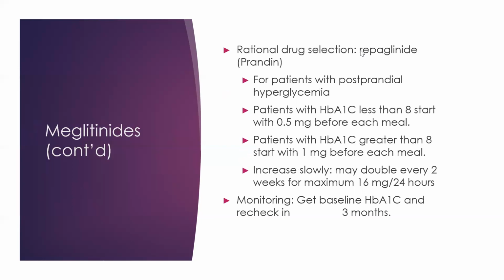Okay, so your meglitinides are really just for patients with postprandial hyperglycemia. If they have an A1C less than 8, we're starting at 0.5 milligrams before each meal. Greater than 8, then we're going to do 1 milligram. This is another one we're going to increase very slowly. We can double the dose, but we wait 2 weeks, and we max out at 16 milligrams.